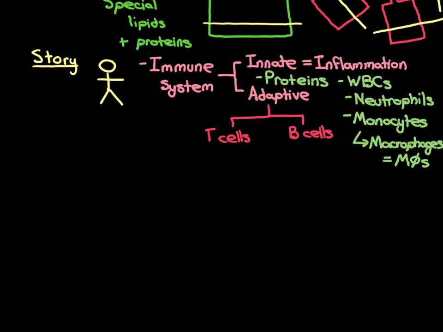Whereas, coming on to the adaptive immune system, the populations of T cells and B cells, these are very, very difficult to produce. They are very, very special. All of the different T cells and all of the different B cells are slightly different. So the adaptive immune system is much more complicated to understand, and it's much more complicated to build.